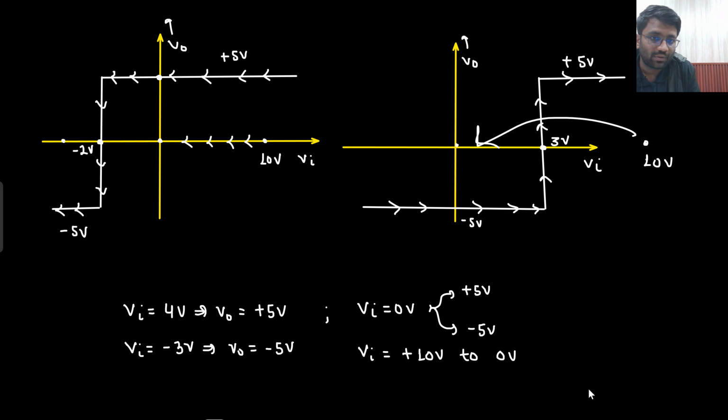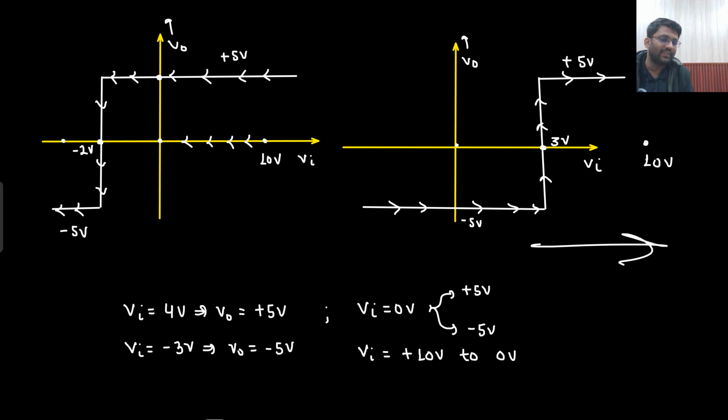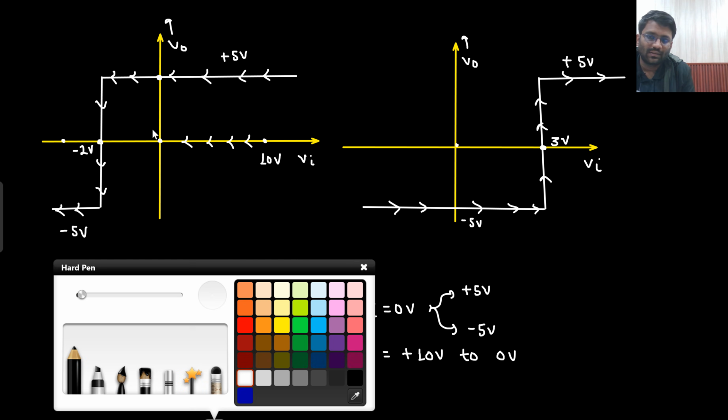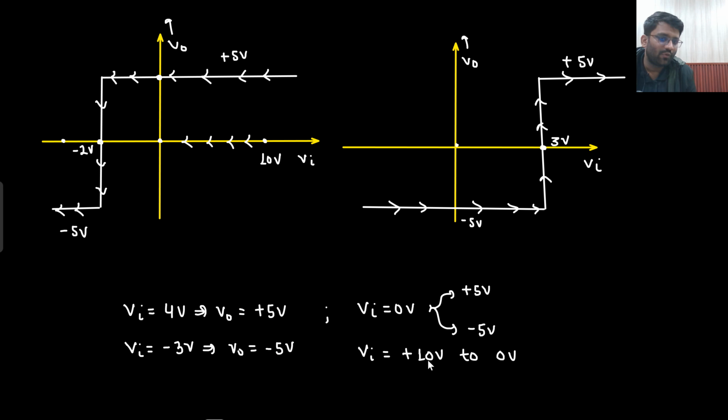So 10 to 0. How are you moving? You are moving in this direction. But here the arrow is saying that you need to move in this direction. Are you able to understand this point? You are moving in this direction, but the arrow is saying you need to follow the opposite direction. That means this characteristics I will not follow. I will follow this particular characteristics. So if Vin is moved from plus 10 to 0 volt, then when Vin is equal to 0 volt, what will be your output? Sir, I will follow this characteristics, and it is saying that output will be plus 5 volt.